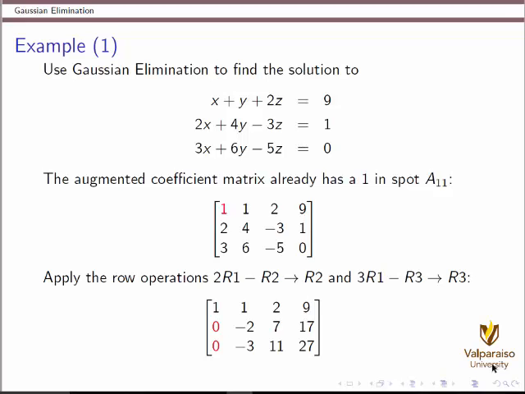Similarly, we can do 3 times row 1, the old row 1, minus row 3 to put a 0 where we want it, and then we let that change propagate down the rest of row 3 as well. So take a second, pause this if you need to, and make sure you agree with those new digits, negative 3, 11, and 27, under that row operation.